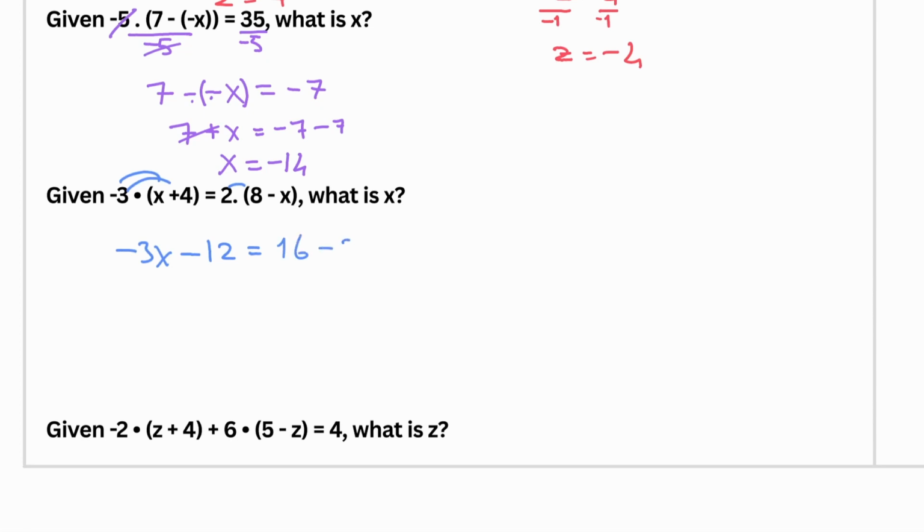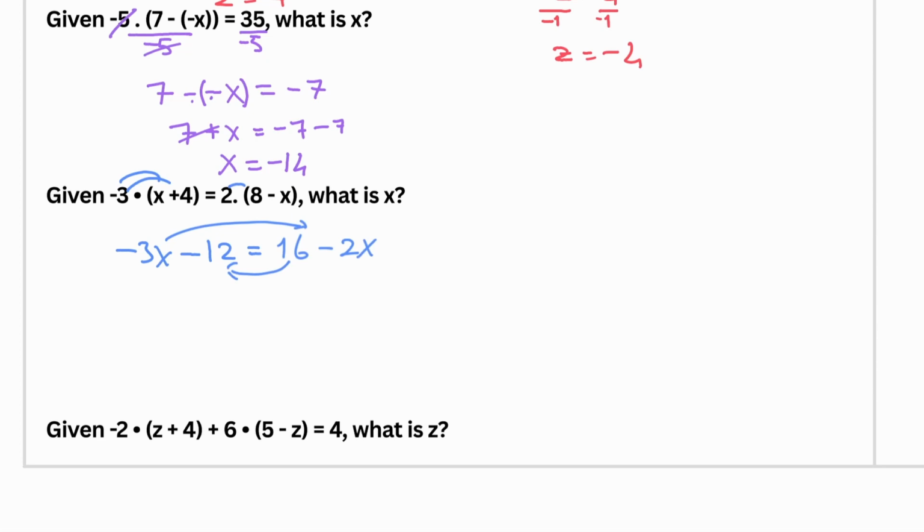16, negative 2x. And now we have this. It seems a lot easier right now to leave the x alone, right? So how about I just send x to this side and 16 to this side, which would mean that we would have x's on the right and the numbers on the left.